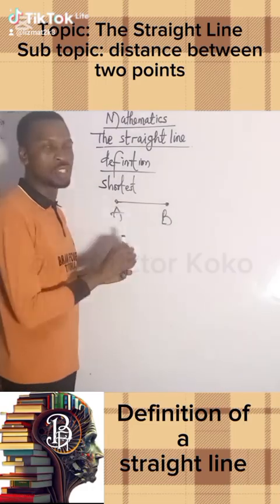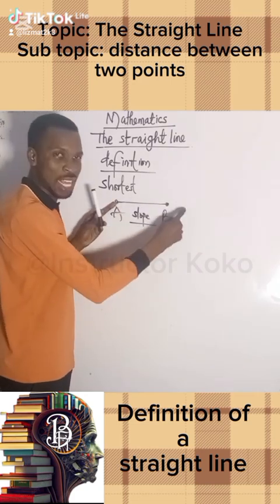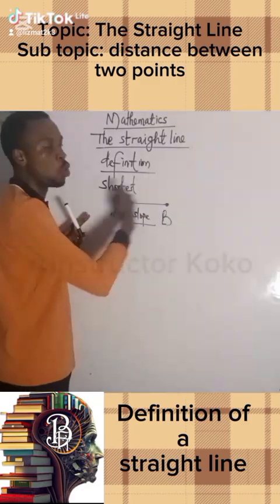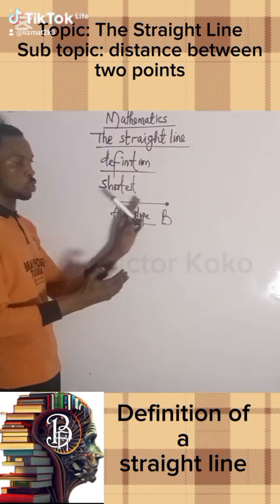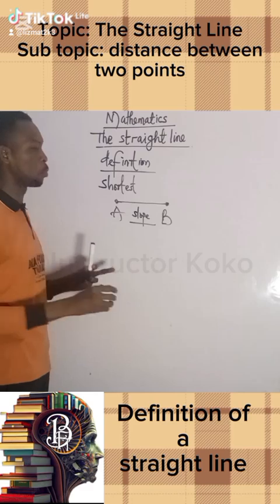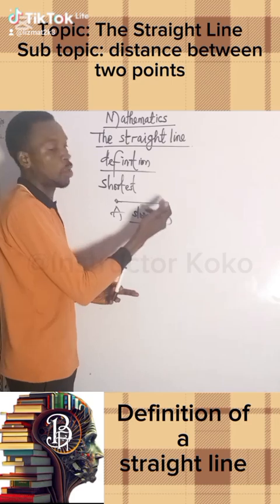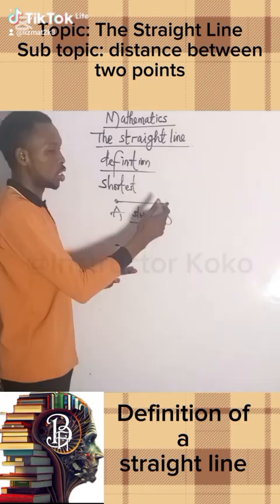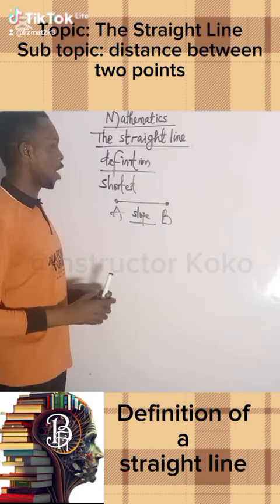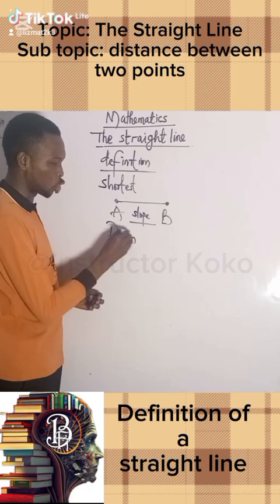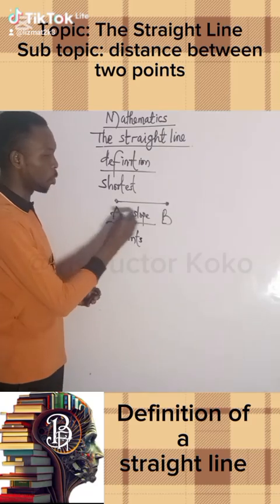And it has a constant slope, and it extends infinitely on both sides. So it extends to this side infinitely and also to this side infinitely. However, we can just make a point to show the starting point of the line and show another point B which indicates the end point of the line. However, I have made mention of something in my definition, and that is point. So I have 2 points here, point A and B.